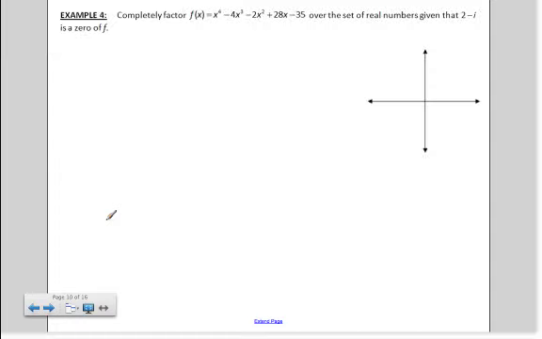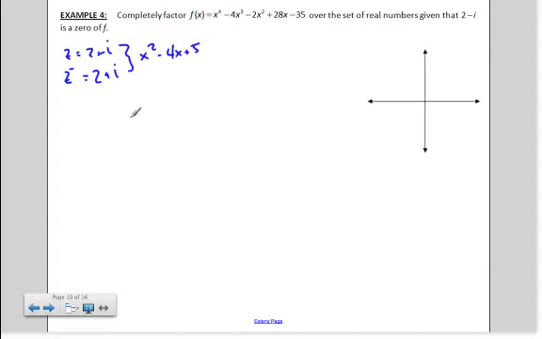All right. Example 4. We're going to completely factor this function over the set of real numbers, given that we know 2 minus i is a 0. Really cool. We actually have already used part of this before. We know that 2 minus i is a 0, so we also know that 2 plus i is a 0. We are trying to make it easy by repeating some things. So we know from the two previous examples that those two solutions give us the factor x squared minus 4x plus 5.